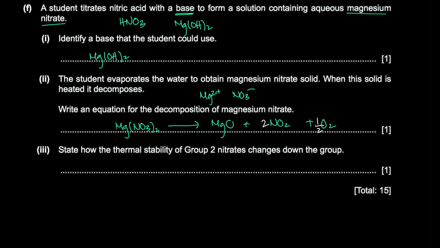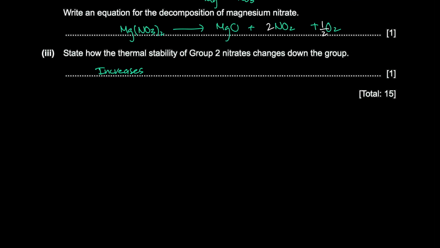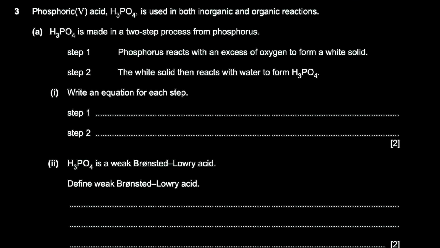What's an observation in this reaction? You're going to observe the formation of a brown gas, that's nitrogen dioxide. State how the thermal stability of group 2 nitrates changes down the group. The thermal stability of the group 2 nitrates increases down the group, which means a higher temperature is needed for their decomposition.